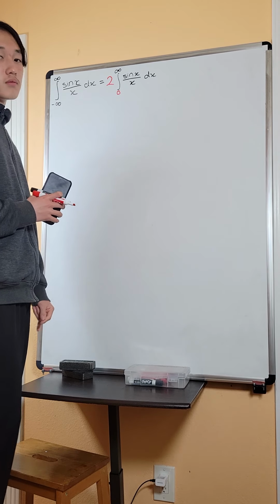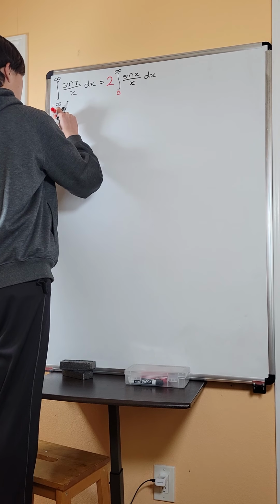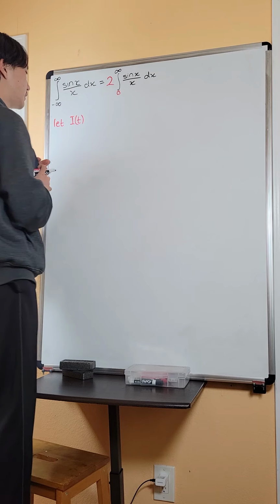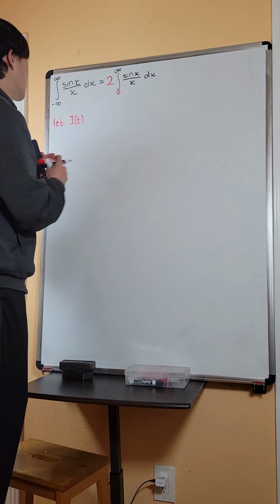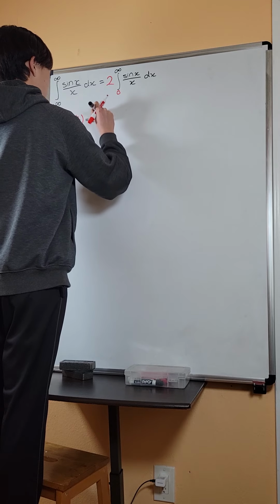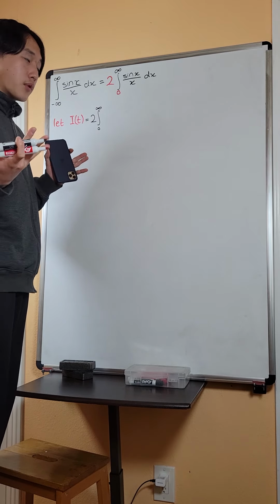All right, so we have to introduce a parameter. All right, so let's call a new function I of t. So t would be our new parameter. Let this be equal to, well, we're still going to have this, right? But where would we put the parameter?